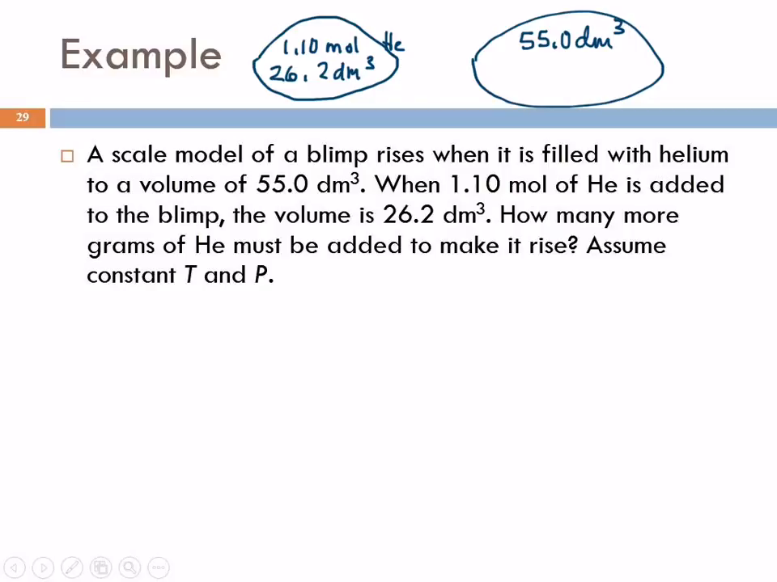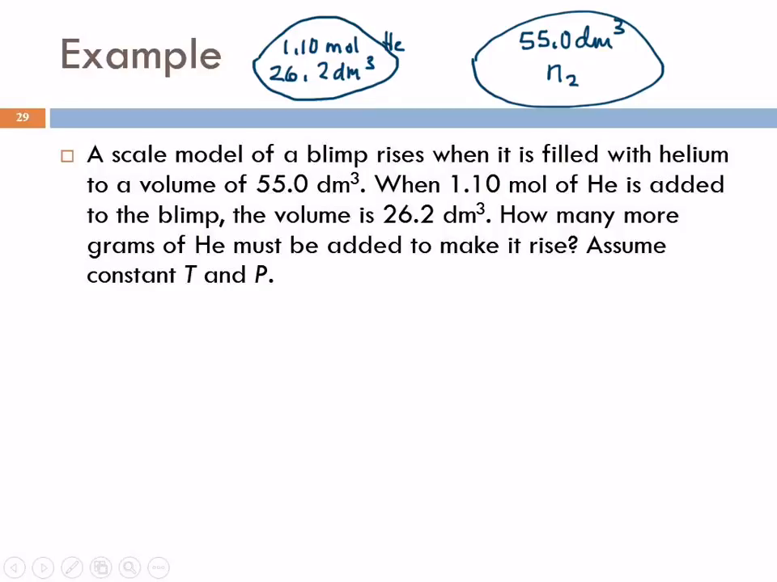Now, Avogadro's law is not going to give us directly the mass of helium that we need to add. But here we have moles and a volume, and here we have volume. Could we use Avogadro's law to figure out the final number of moles that we need inside the blimp? Yeah, we could do that. So what we're looking for here is N2.